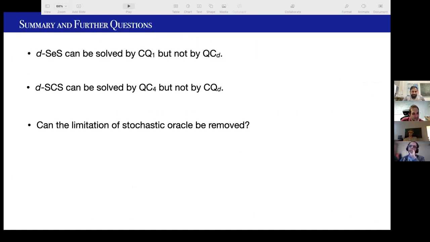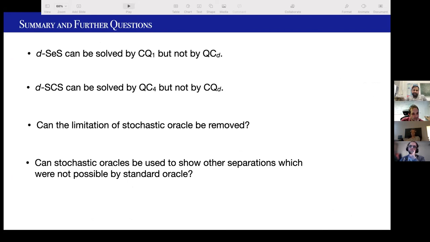So these are our results, and we are still interested in removing this stochastic nature of the oracle, or the oracle altogether. Like I said in the beginning, these results are not very nice from a quantum computation perspective, because these are oracle-based, and this is something called a relativizing world in quantum computation, and these are not nice because changing the oracle will change the nature of the problem.